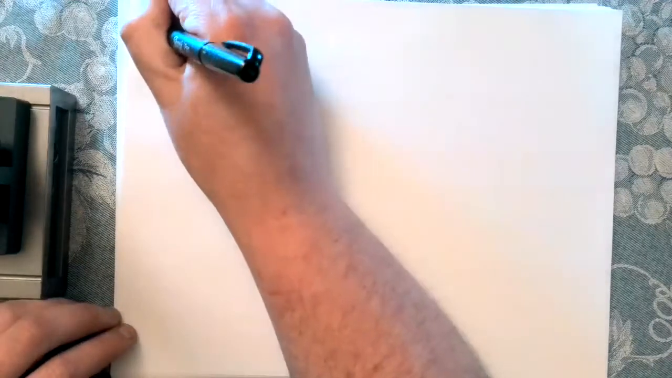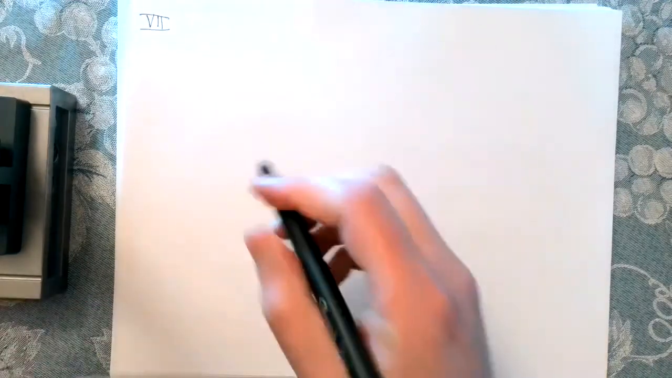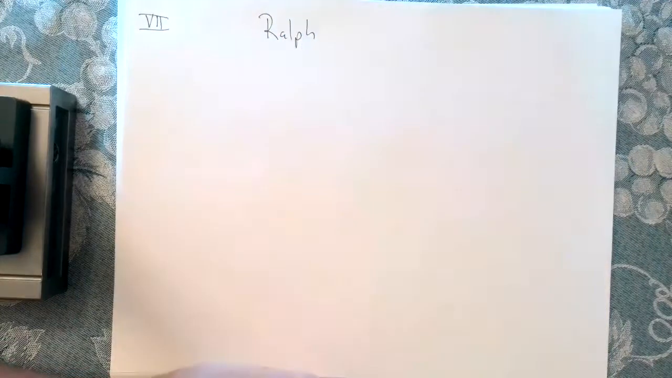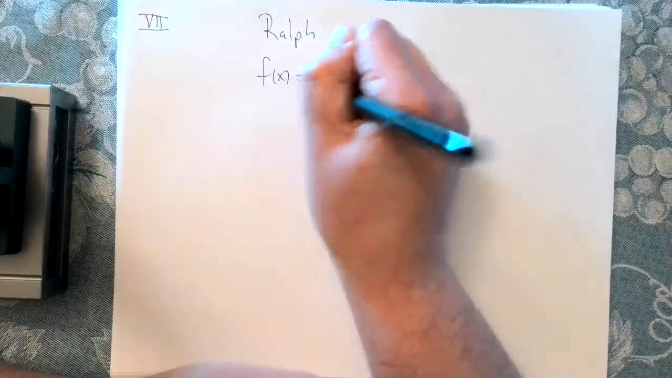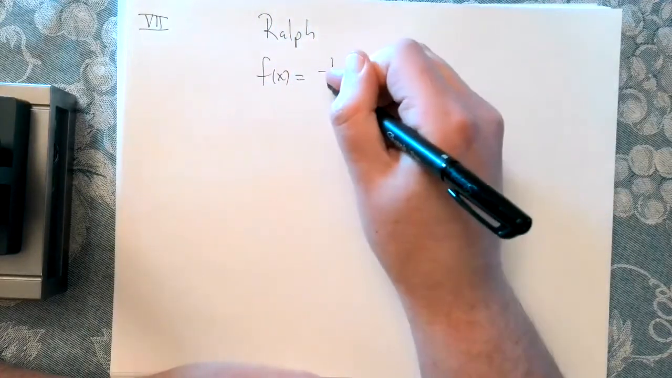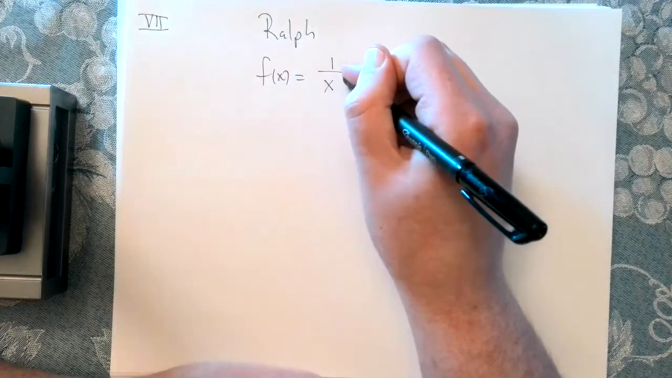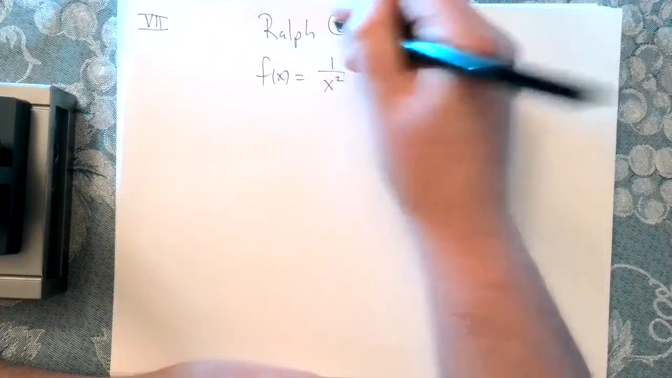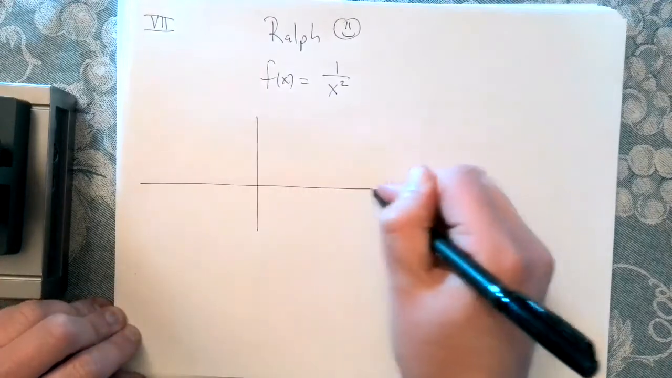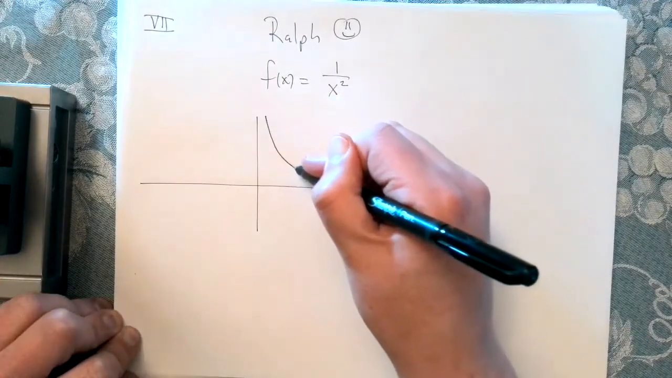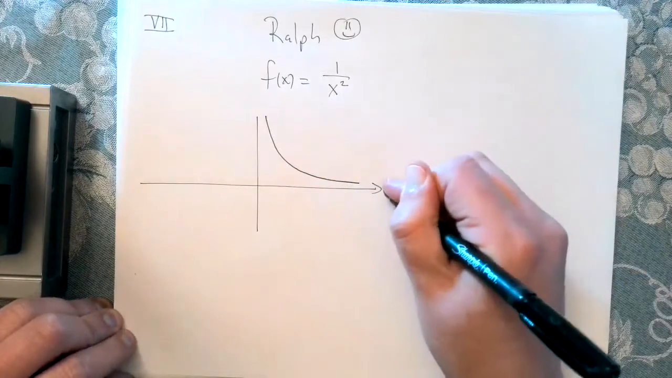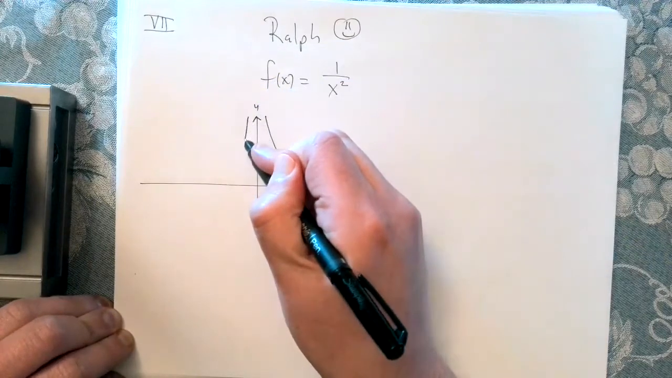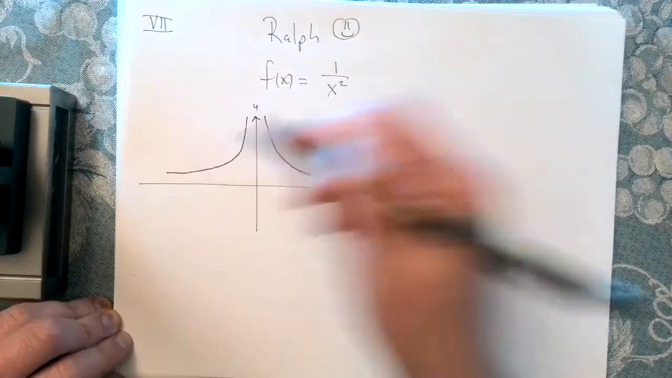So next one, I don't have a nice name for this one. We can call it Ralph. Or Bob. Or she. Or Juniper. You can call it whatever you want. But I don't know a name for this. So what does Ralph look like? I remember when I was a student, I used to call this the volcano function. So it looks like this.